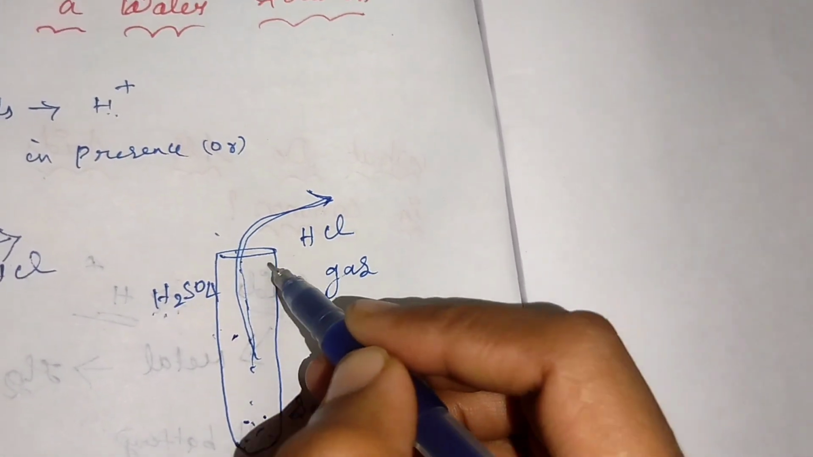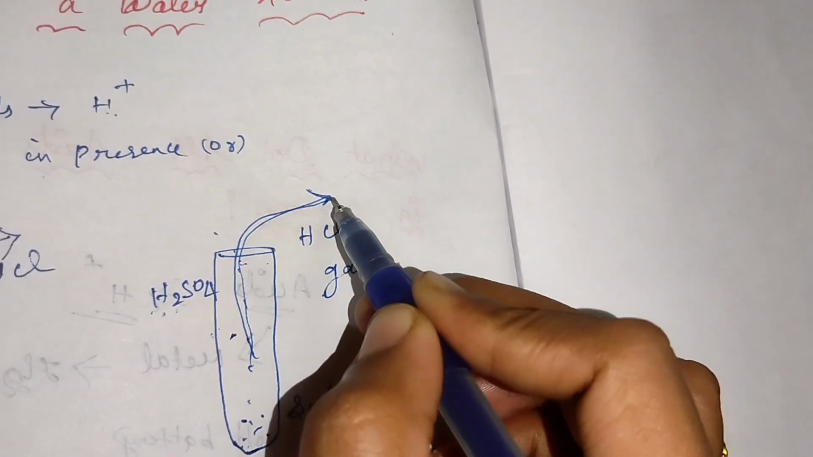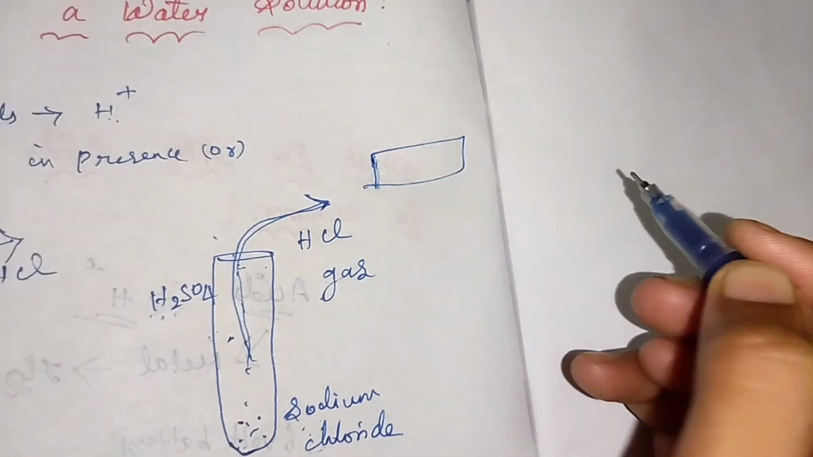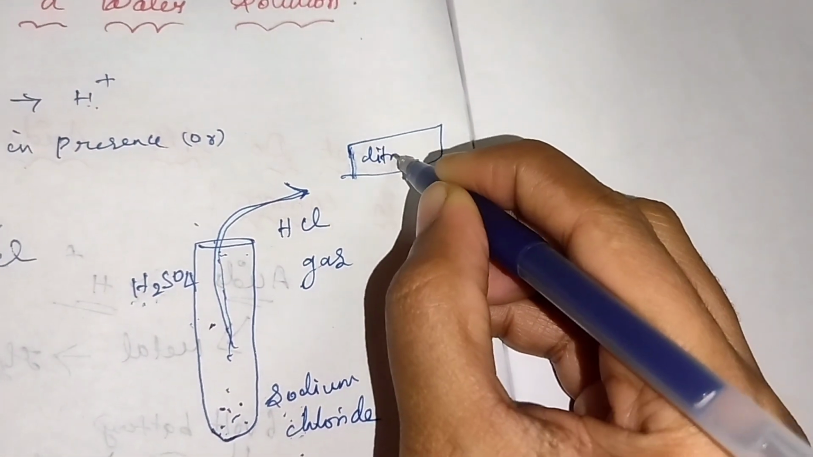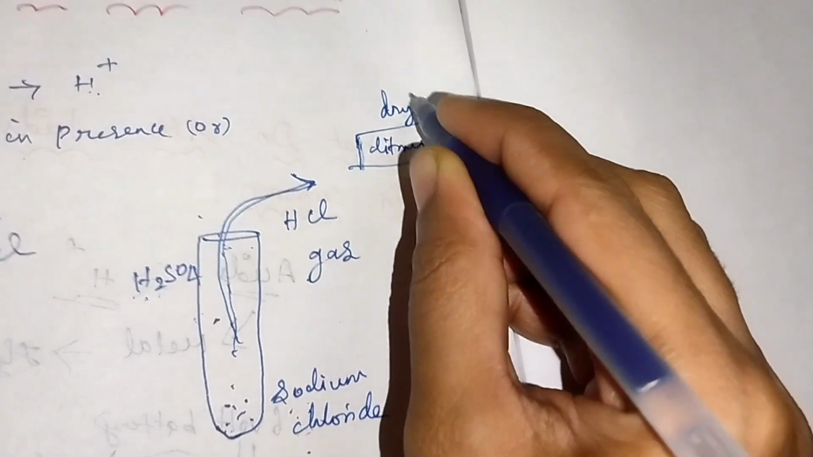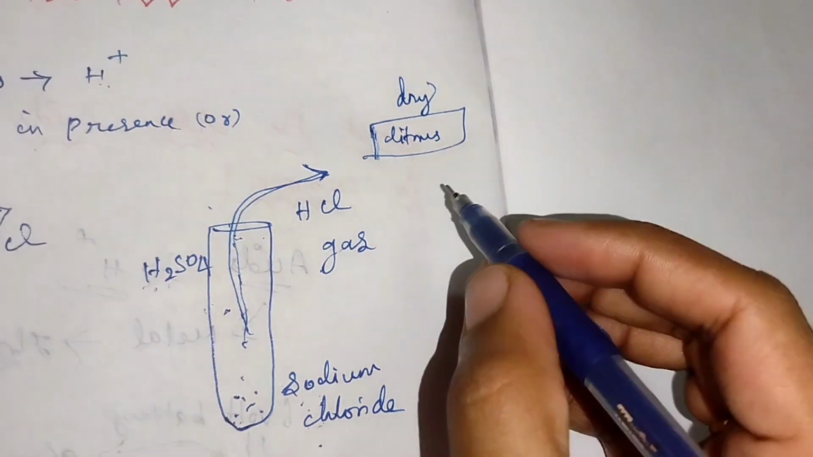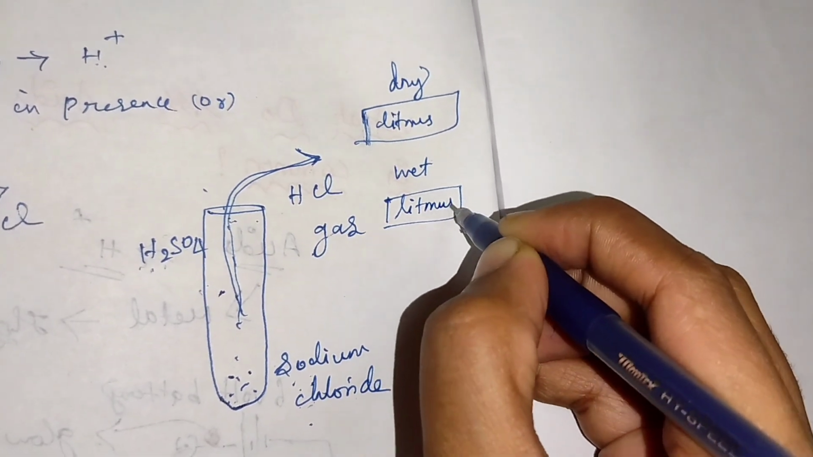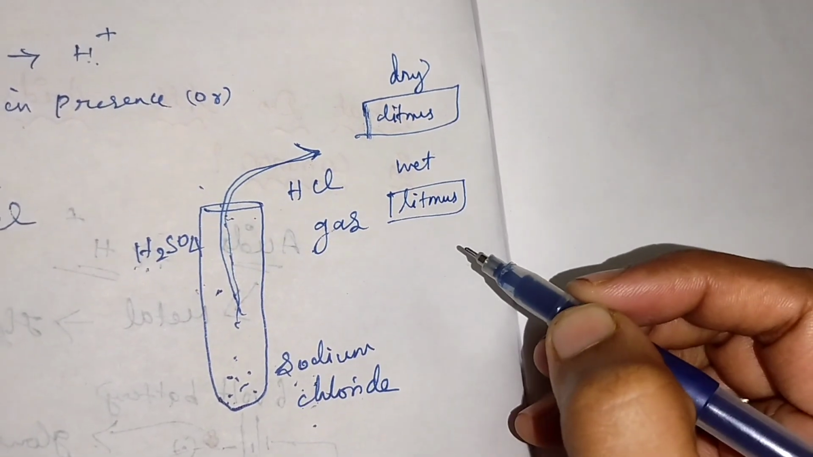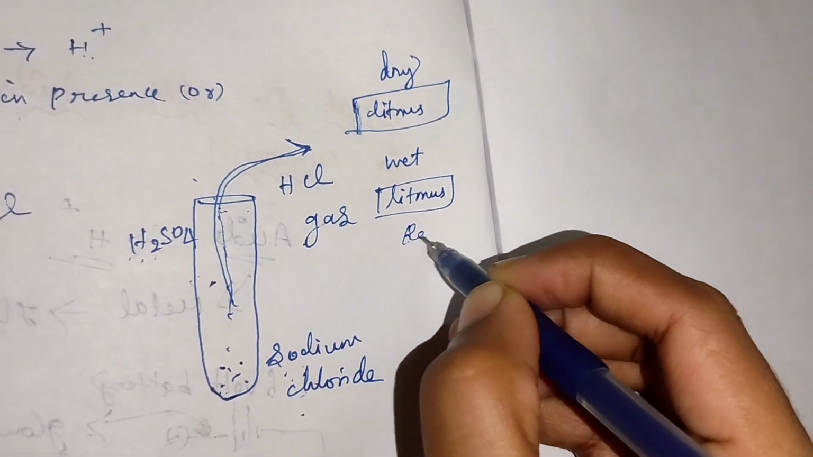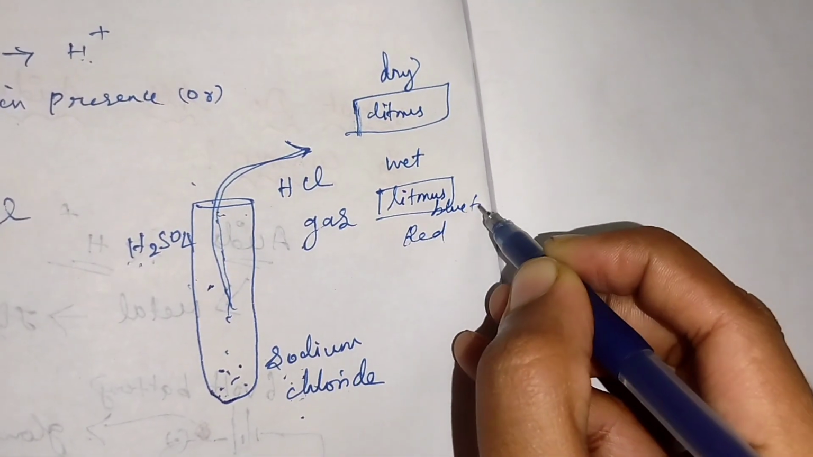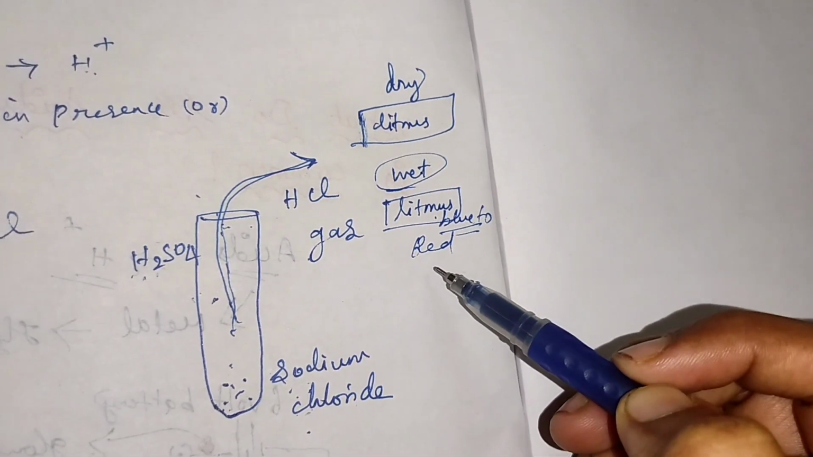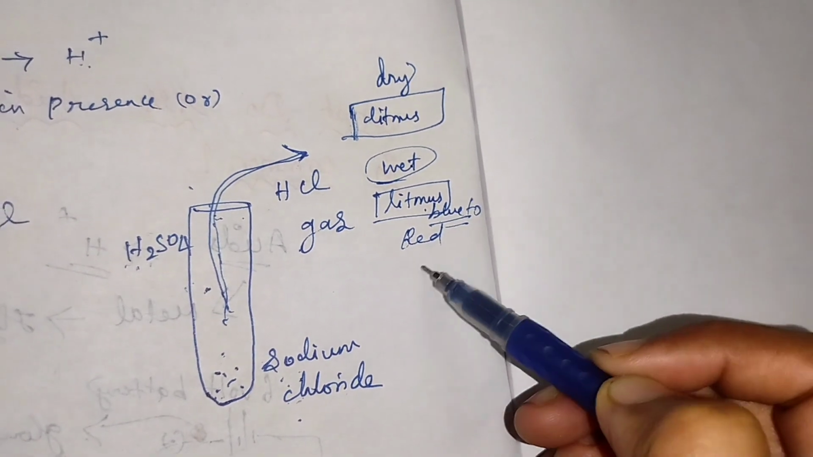At the mouth of the test tube, the gas is evolving, no? Here I am keeping one dry litmus paper. With dry litmus paper, there is no color change. Then I am keeping one wet blue litmus paper. Then it turns the color into red, blue to red. So only wet litmus paper changes color from blue to red.